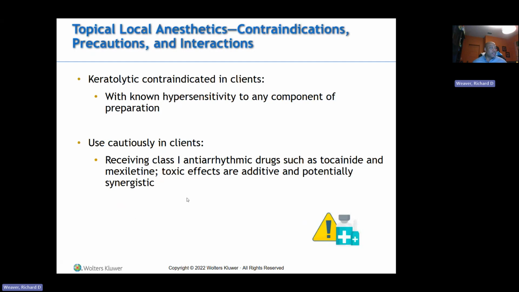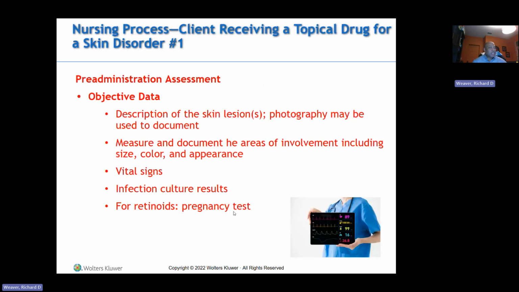All right, so now we have made it to the pre-admission assessment. For the objective data, we want to make sure we obtain a description of the skin lesion. We want to take pictures of it to use as documentation so we can determine if it is getting better or worse. We also want to measure and document the areas of involvement, including the size of the wound, color, as well as appearance. So we give a good description.